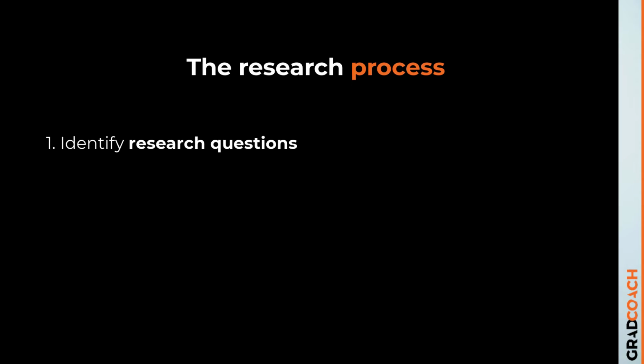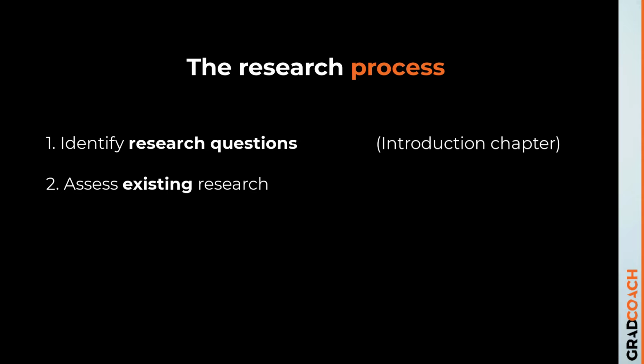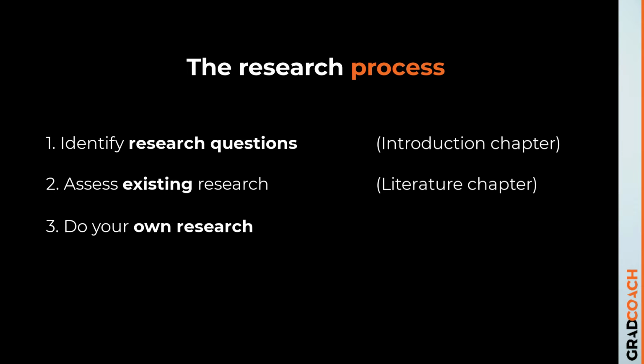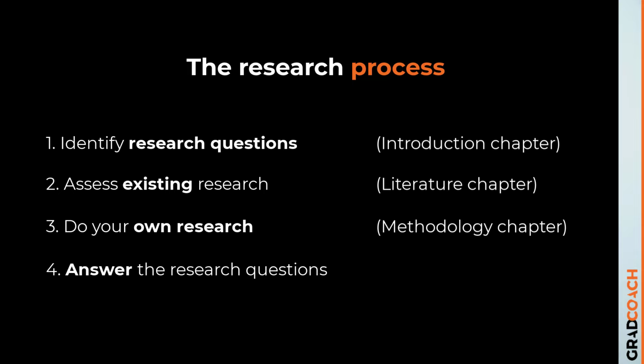We'll dig into each of these sections in more detail, but before we do that, it's useful to understand that this default dissertation or thesis structure reflects the research process as a whole. In other words, the research process involves, number 1, identifying your research questions and objectives, which is what you do in the introduction chapter. Number 2, assessing what research already exists in relation to your questions, which you cover in the literature review chapter. Number 3, undertaking your own research, which you cover in the methodology and results chapters. And lastly, number 4, answering your original research questions, which you do in the discussion and conclusion chapters.